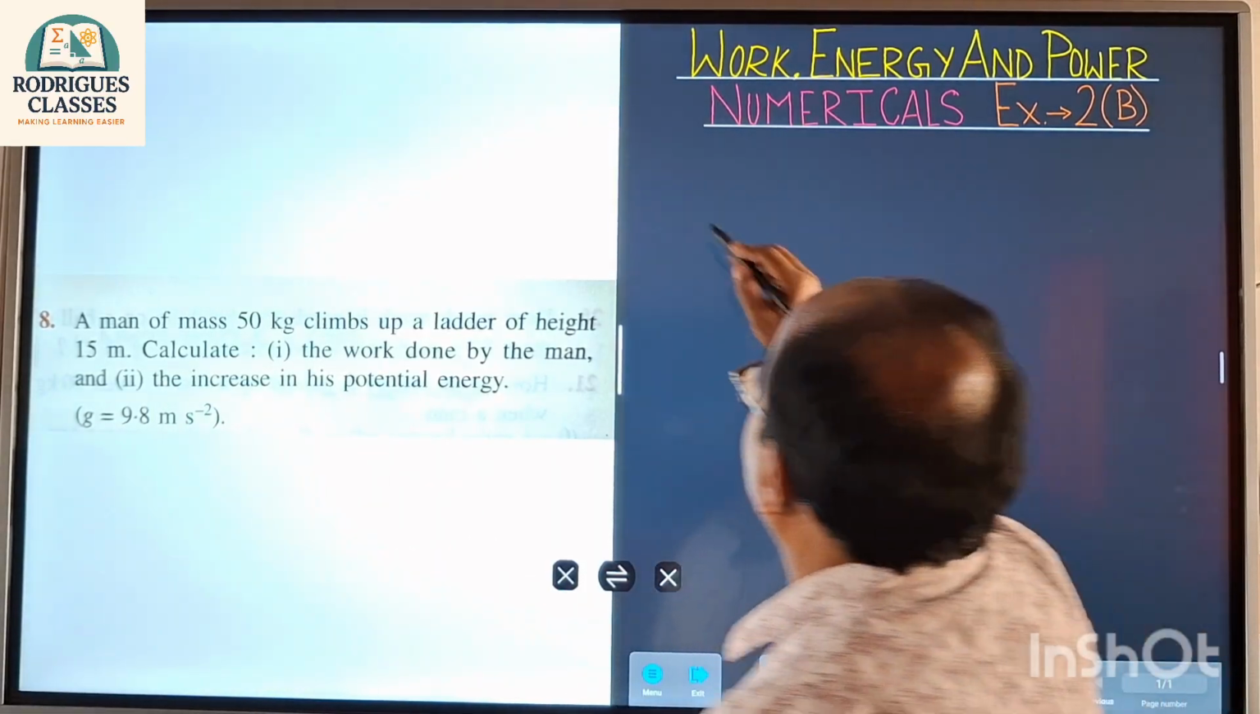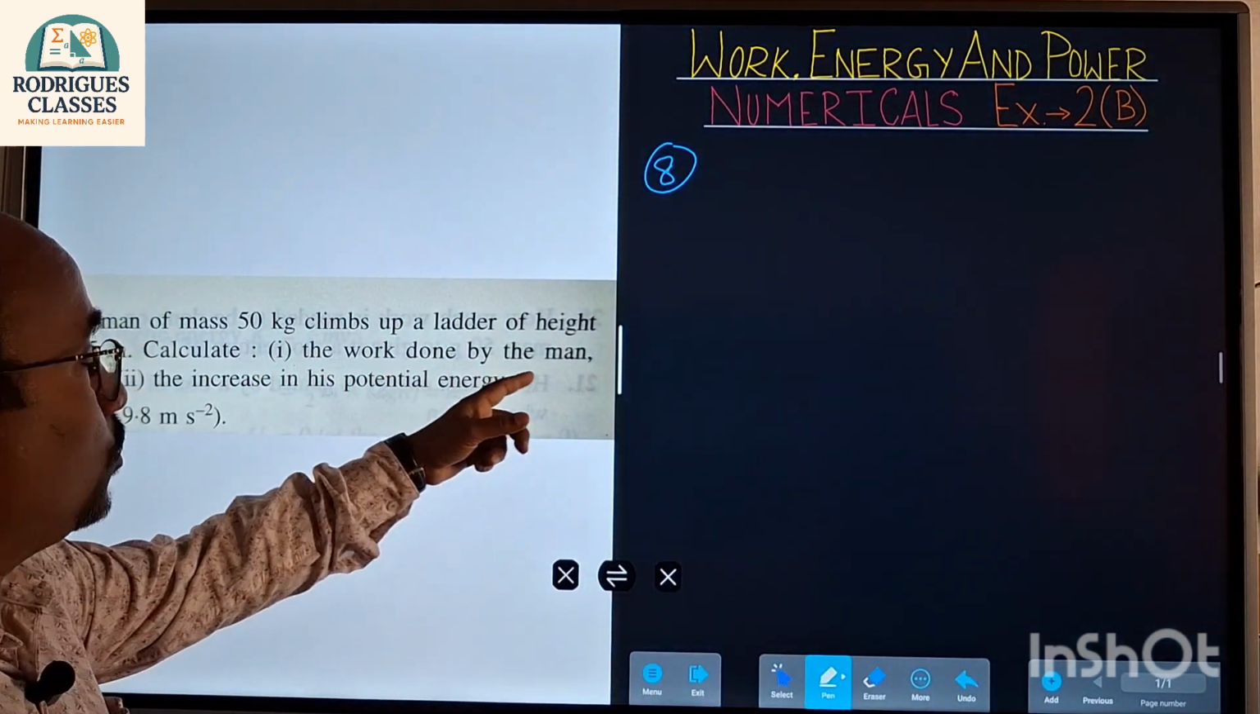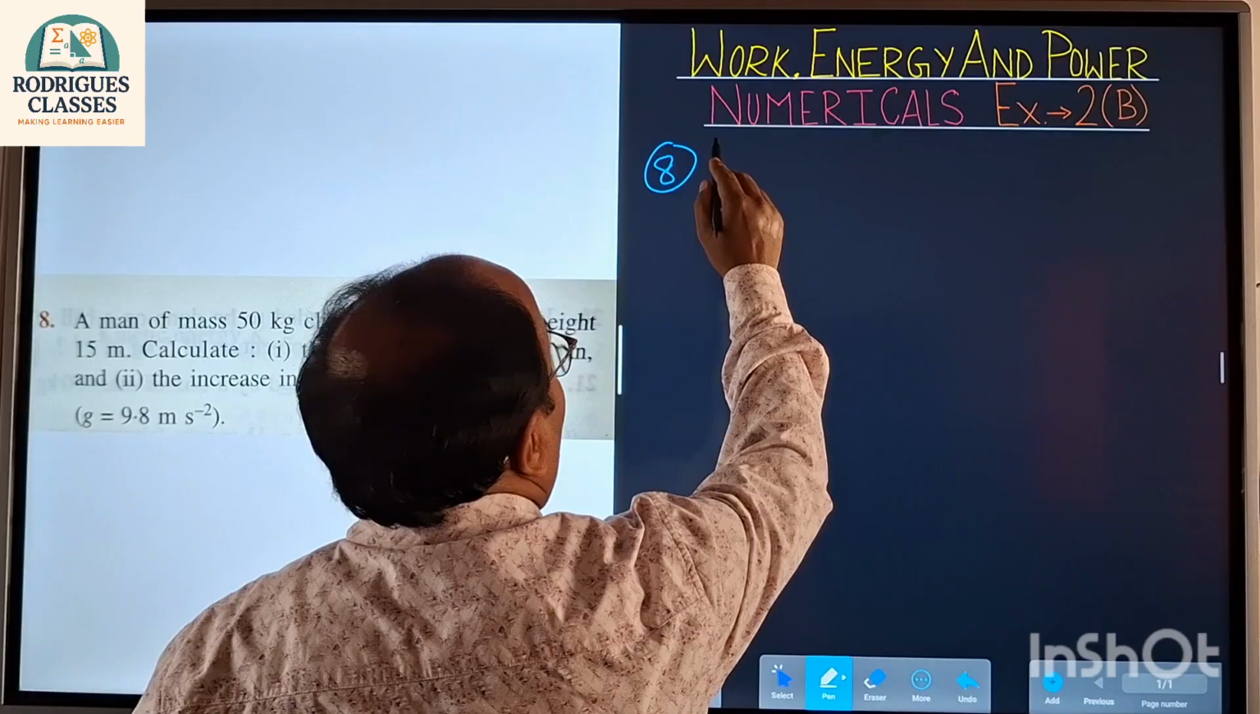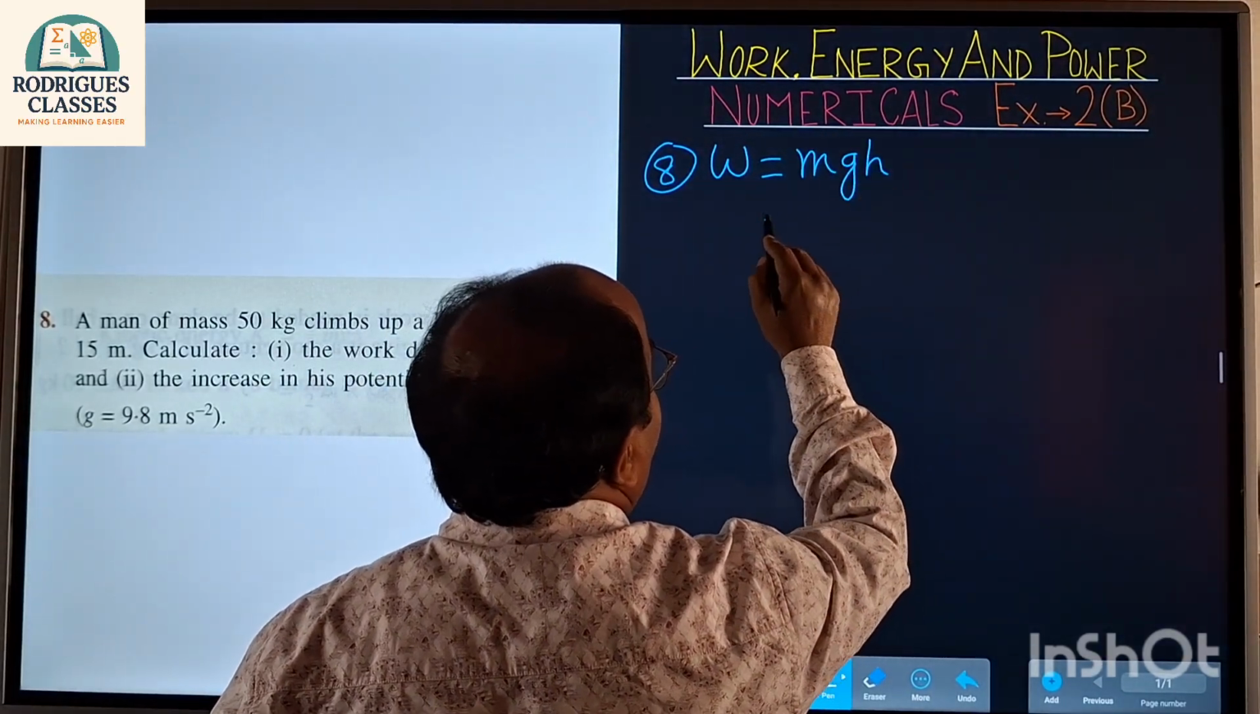Okay, so we begin the working of it. So it says above, we have to find the work done by the man. So here work done is due to the force of gravity. So we are going to use mgh.